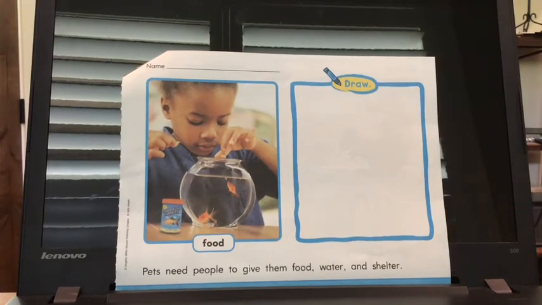Let's read the words at the bottom of the page. It says, pets need people to give them food, water, and shelter. Do you see the draw space? They want you to draw a picture of a pet getting what it needs. You can draw a picture of your pet and something that it needs. Or if you don't have a pet, draw a picture of a pet that you would like to have along with something that it needs.